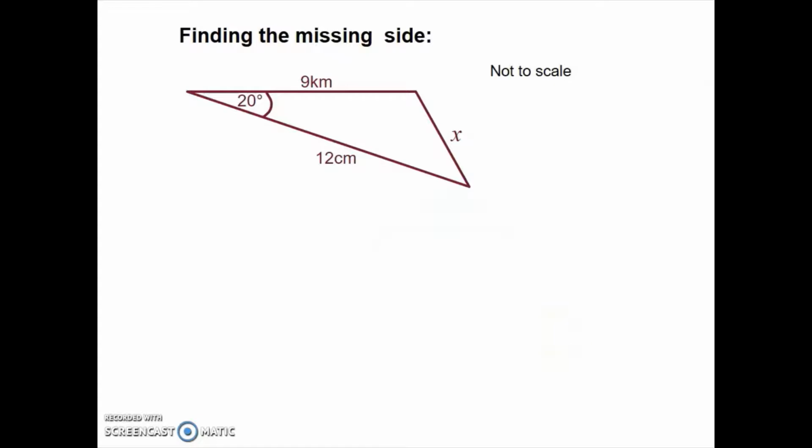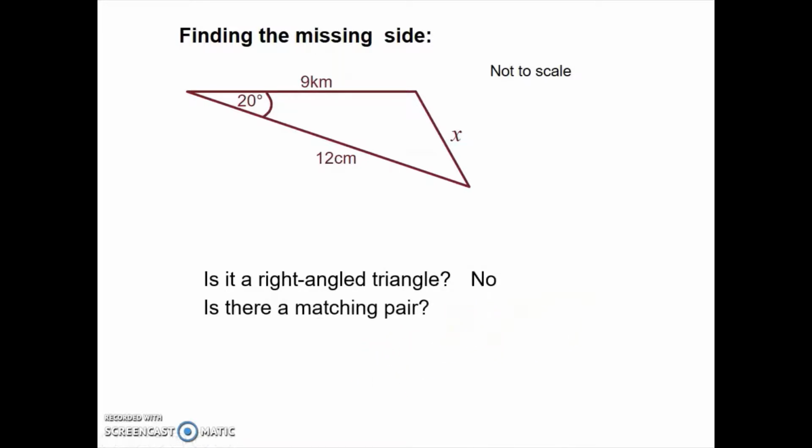Okay, if you would like to have a go at this question, just pause the video now, otherwise continue listening to my explanation. We can see it's not a right angle triangle. We can see that there are not matching pairs which would allow us to use the sine rule. So therefore we've decided to use the cosine rule.